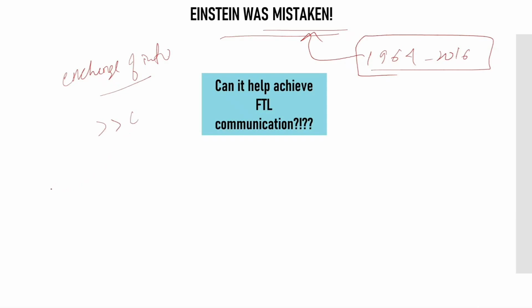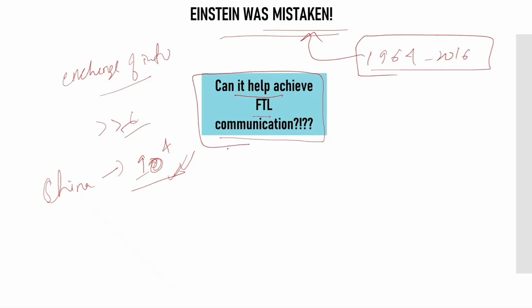Actually, some scientists in China calculated the speed, and they found out that it's almost 10 to the power 4 times faster than that of light. They also said there may be some error in our measurement, and this may be even higher than 10 to the power 4 times. But yeah, the idea is that this exchange of information between two entangled states is faster than the speed of light. So now the question arises, does that mean that we can actually achieve faster than light communication using quantum entanglement? Now let's see.